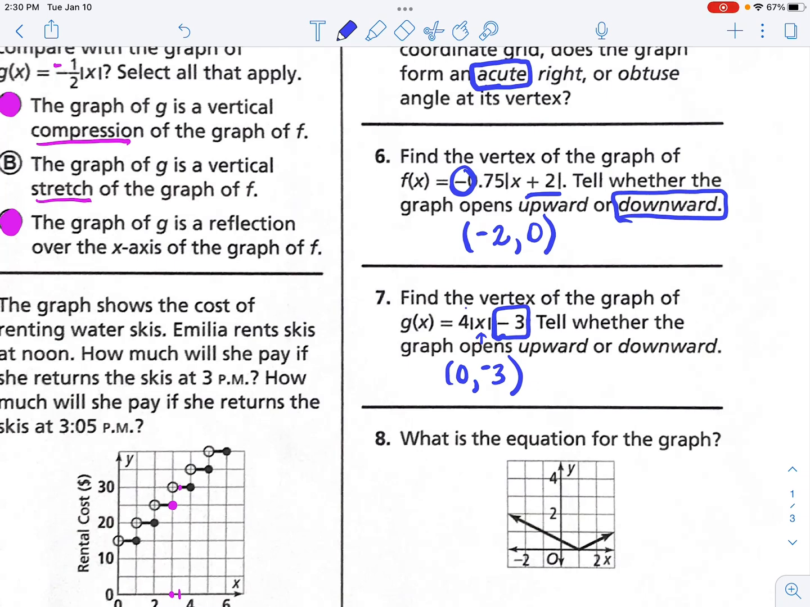Here we can also see that the number that we're multiplying times in the front is a positive number, and that means that would be an upward opening absolute value.